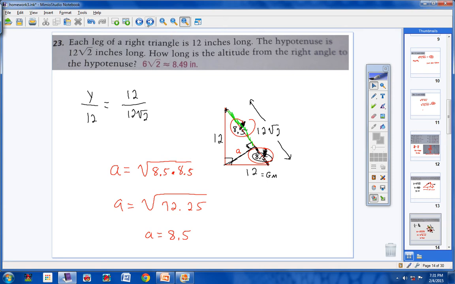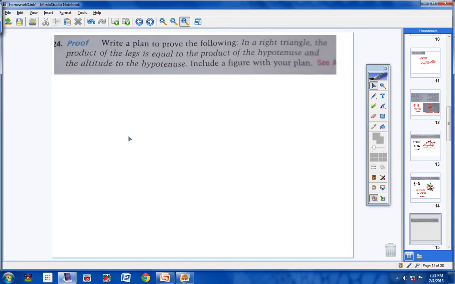All right, number 24. In a right triangle, the product of the legs is equal to the product of the hypotenuse and the altitude to the hypotenuse. Include a figure with your plan. This is a really, really challenging problem. So if you'll listen carefully, I'm going to go slow. I'm going to help you with this, and this should kind of make sense as we go along.